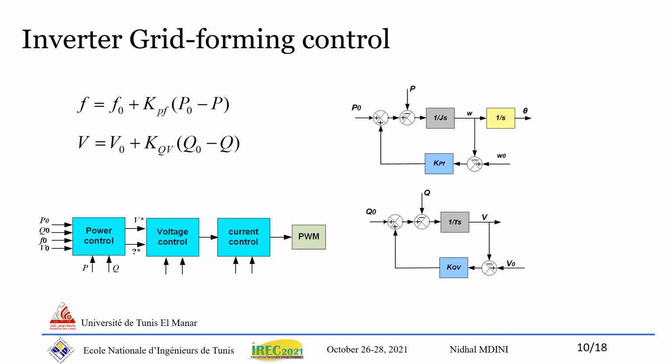The inverter grid forming control is based on the droop control given by the two equations shown at the top of this slide. In fact, the active and reactive power deviations define respectively the frequency and the voltage variations through the two power damping factors. Droop control is a non-inertia control, so to imitate the synchronous generator behavior, the virtual inertia terms J and tau are introduced in the control loop.